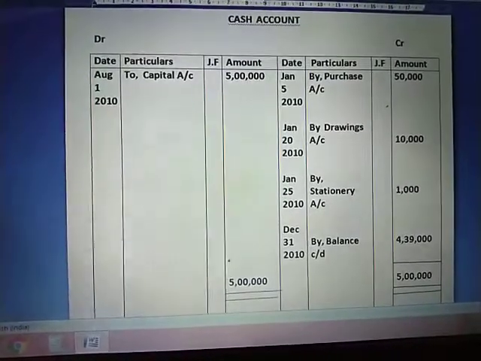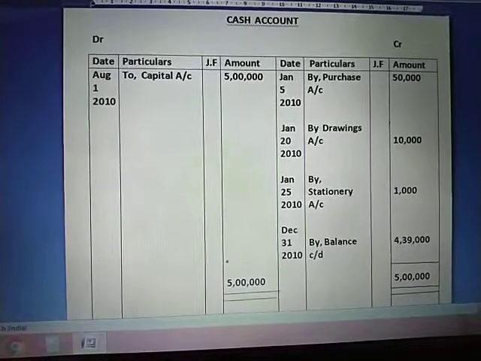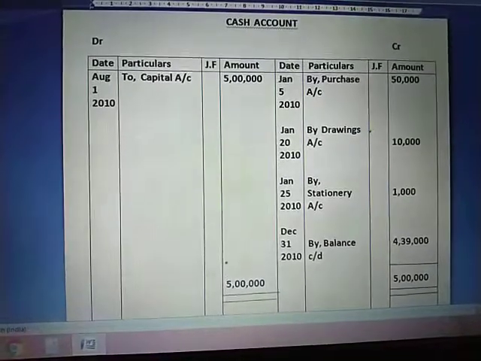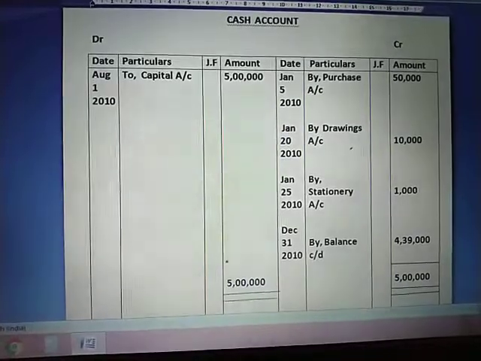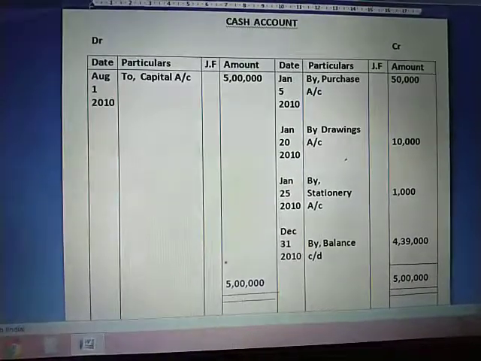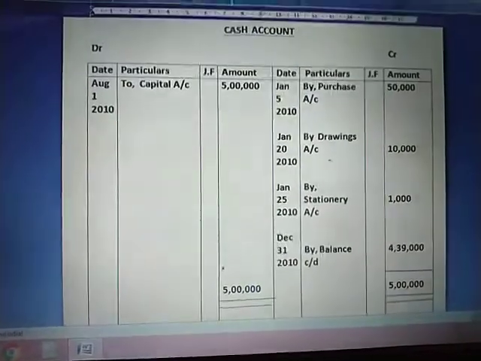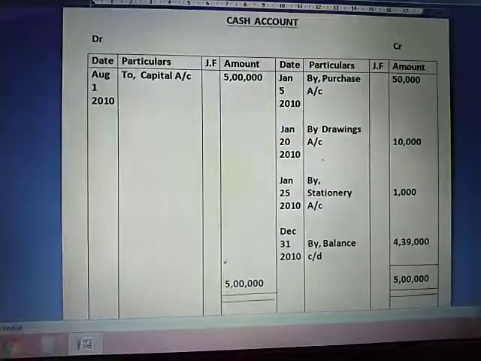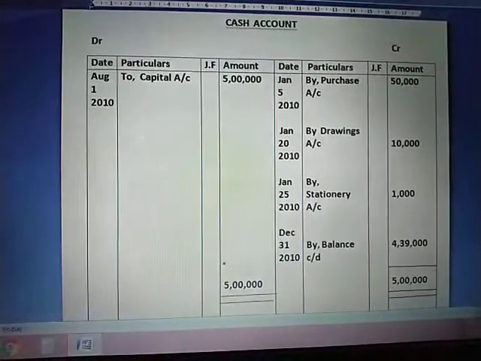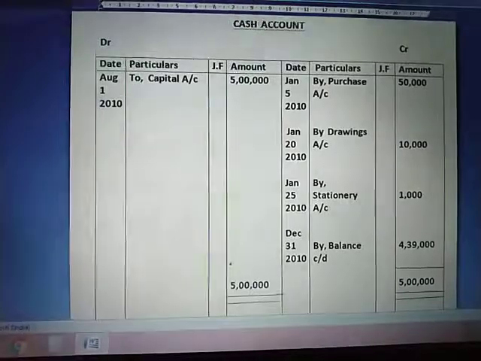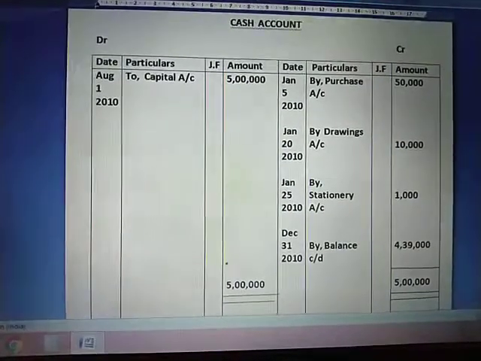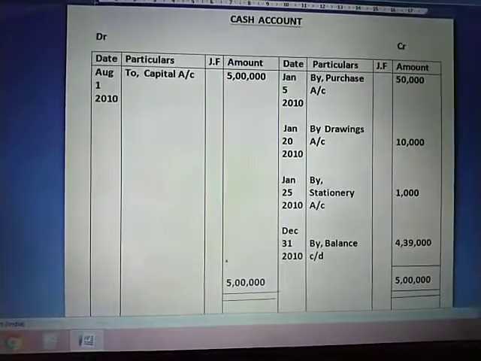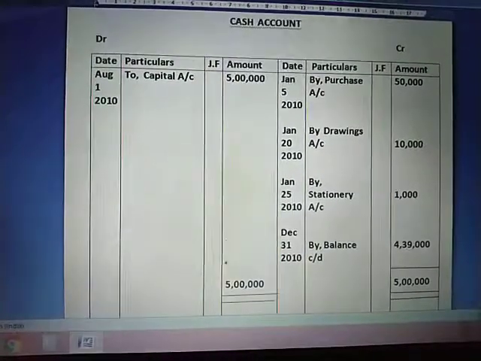Then on 5th Jan 2010 we have purchase of goods for cash, so 50,000. Then we had withdrawn money, so drawings 10,000, and also we have purchased stationery in cash, which is written as 1,000. Now we have to total both the sides and we find that it is showing us a debit balance because the debit side is more, 5 lakh, and on the credit side we have 61,000.